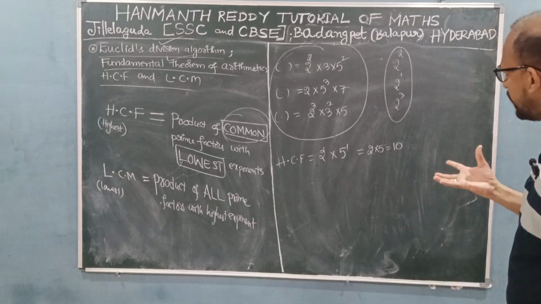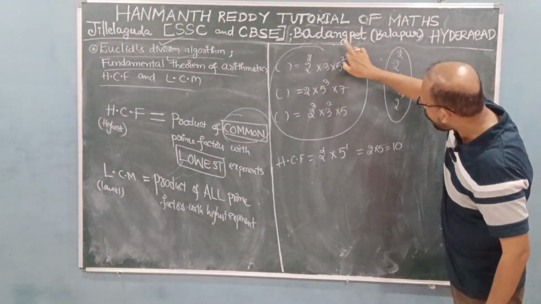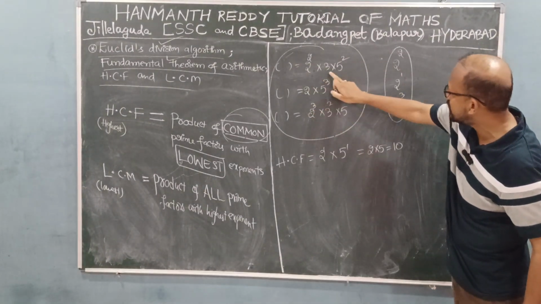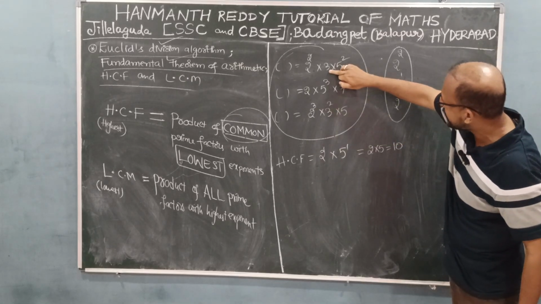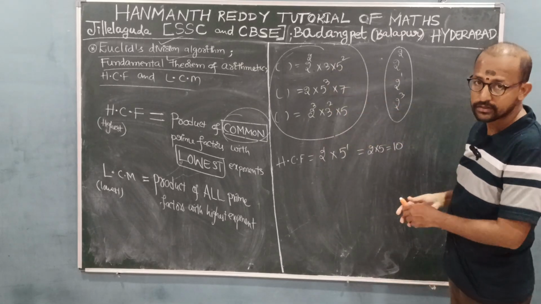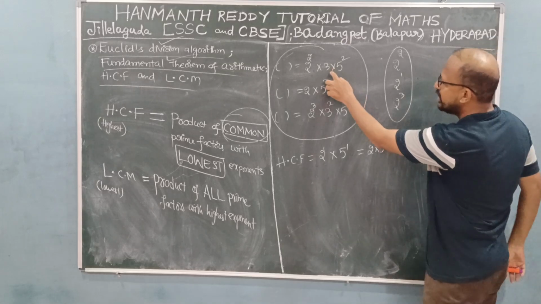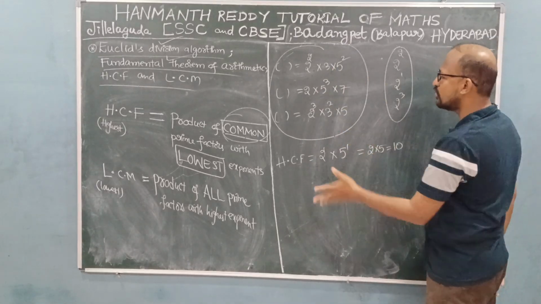Once again repeating: write what is common from all. 2 is common, 3 is not common because 3 is present in two numbers but not in the third. 5 is common, 7 is not common.